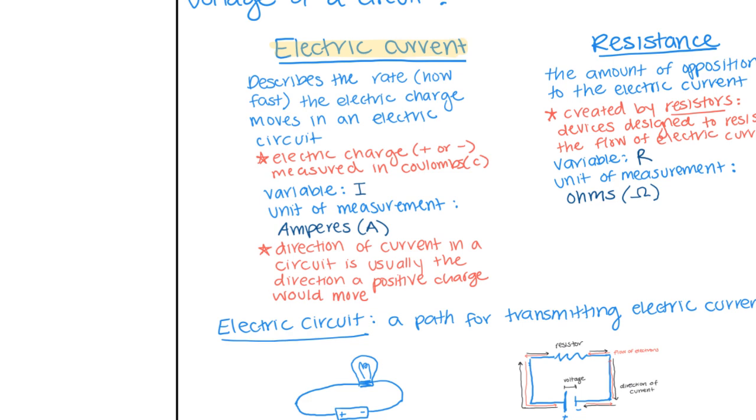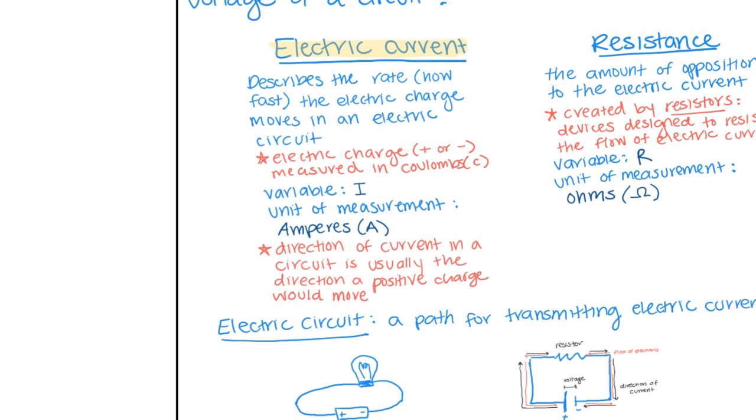And remember, we talked about electric charge in the last video. It can be positive or negative. And remember, charge is measured in units of coulombs. We use that capital C for coulombs. Now, our variable for electric current is I. And I know that doesn't really make much sense, but we're going to use a capital I to represent electric current in our physics equations.